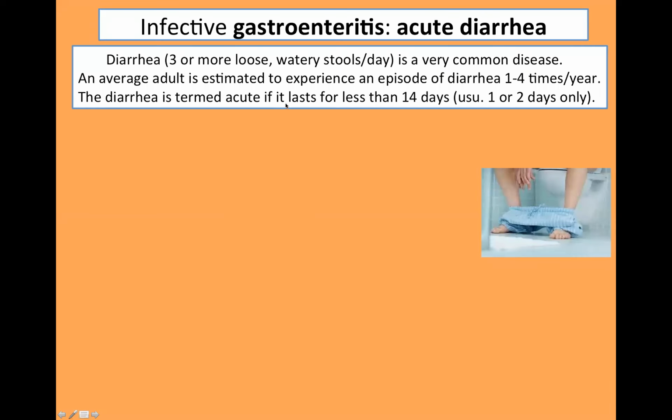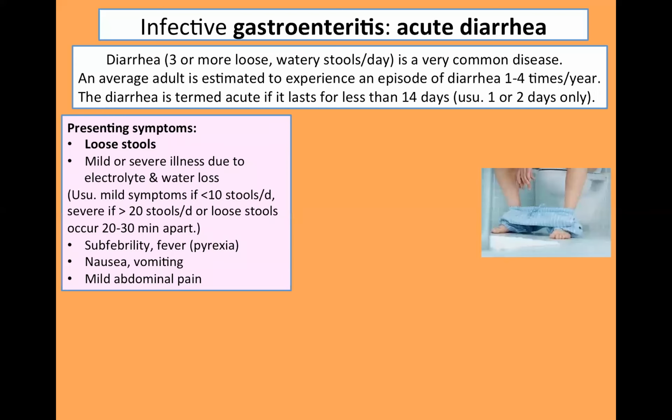So let's see the other one, acute diarrhea. Acute diarrhea is again a very common disease, and an average adult is estimated to have 1 to 4 occasions each year. We call it acute diarrhea if it does not last longer than 14 days by definition, but most of the time it will not last more than 1 or 2 days. The symptoms are clear. Loose stools might be present with some subfebrility, mild abdominal pain, and occasionally nausea and vomiting may occur.